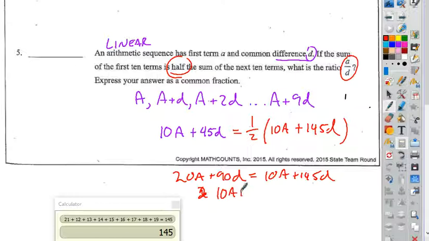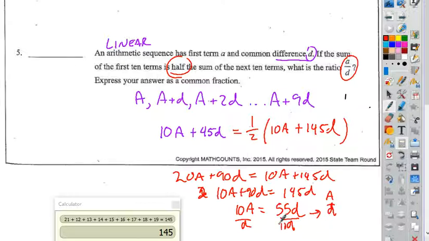And I'll get 10a plus 90d is equal to 145d. So now let's get the d's together so they can have a little party. So subtract 90d from both sides, and so I'll get 10a is equal to, what is that? 55d. And so now I want a over d. So divide by d, and so I get a over d. I'm also going to divide by 10.